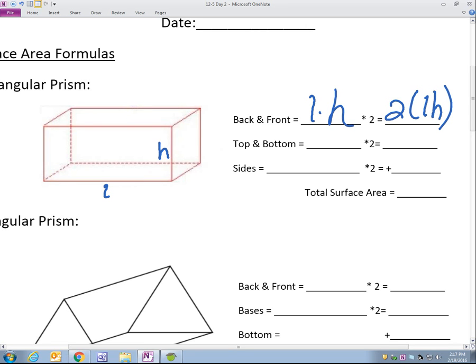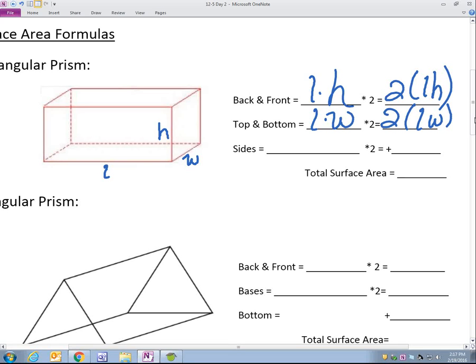And if that's length, what should this side here be? Width. Good. And since there's a top and a bottom, it's going to be 2 times length times width. And don't confuse my italicized L as being a poor handwriting 2.